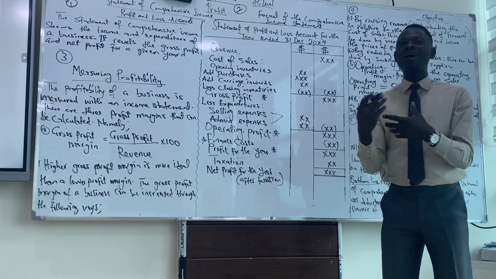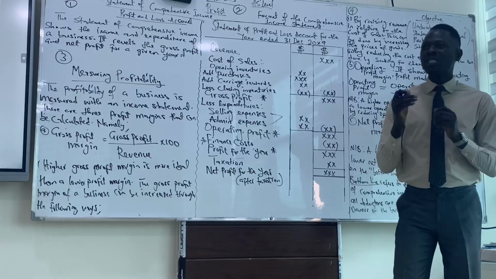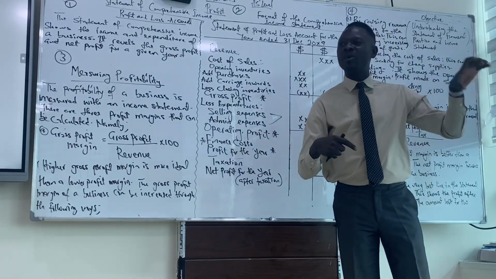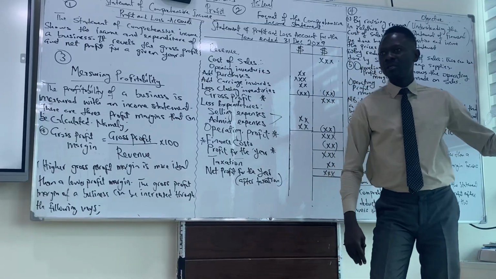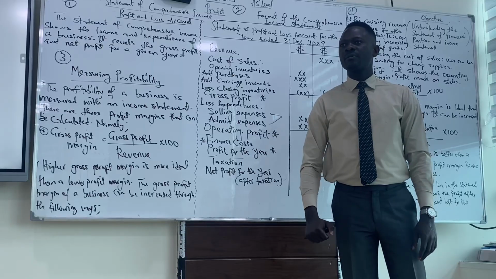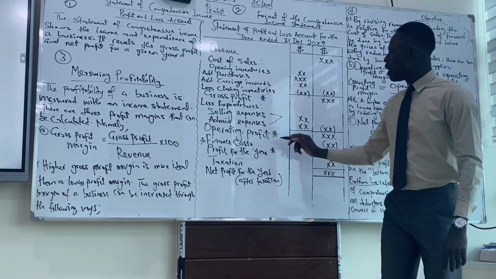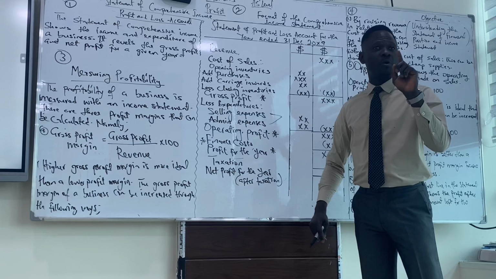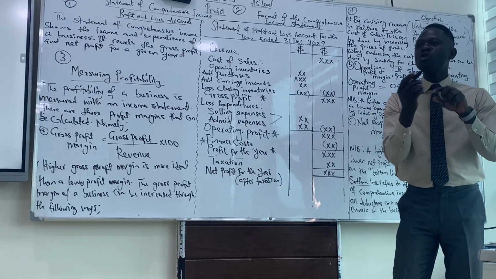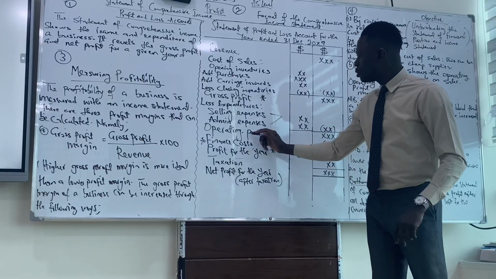And sometimes we might have finance income. What is finance income? Finance income is the interest we get from saving our money in the bank. That is finance income. As soon as you have your finance income, you add it to your operating profit. You don't less it from your operating profit. You less finance cost from operating profit. You add finance income to operating profit.